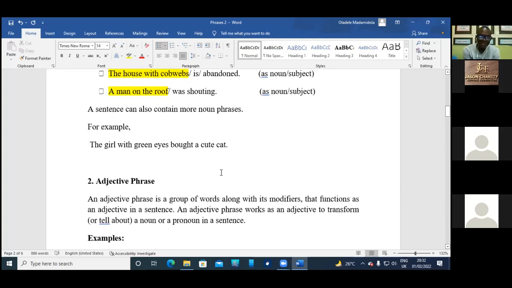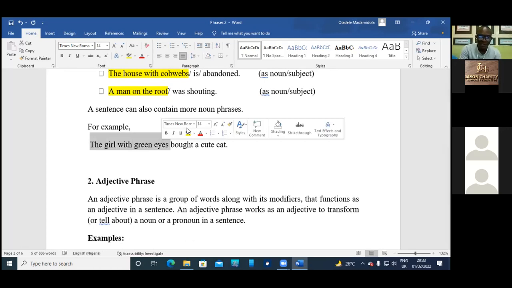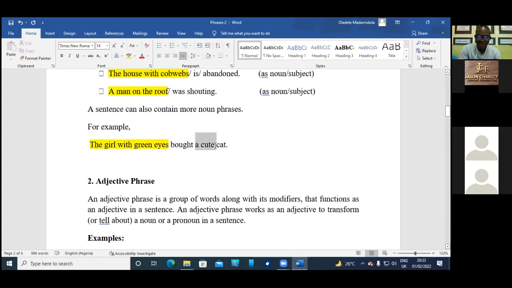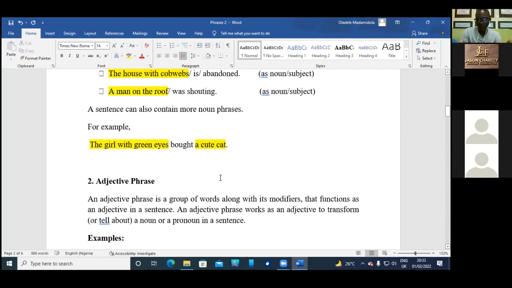So we say a sentence can also contain more noun phrases. For example, the girl with green eyes bought a cute cat. Here we have 2 noun phrases, right? The girl with green eyes is a phrase, and then a cute what? Cat is also a phrase. So we have 2 noun phrases here. One in the subject position and the other in the object position. Is that okay?